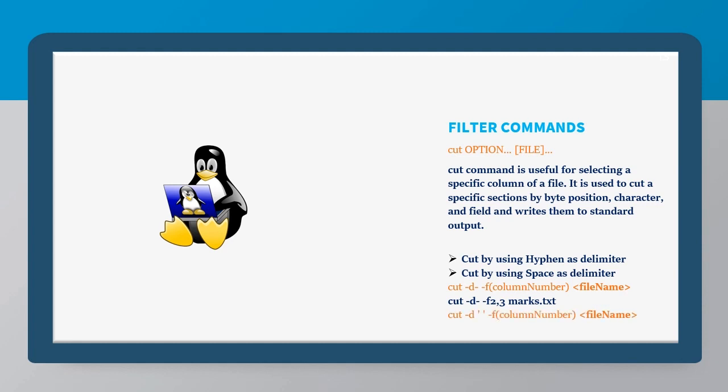Moving on to next, cut -d space. Here space is the delimiter used in the file. cut -d space -f2 marks1.txt. -d stands for delimiter and space is the delimiter used. -f2 extracts the second column from the marks1.txt. Now let's move to demo of cut command on terminal.